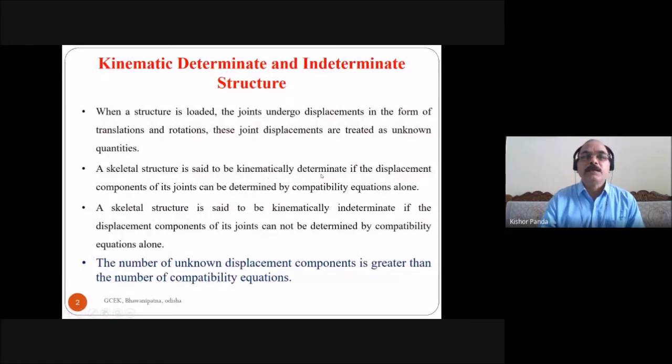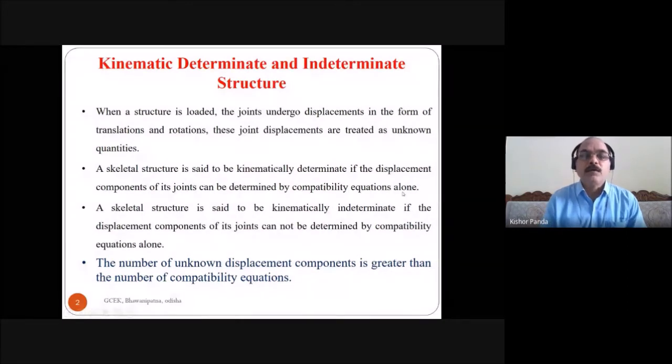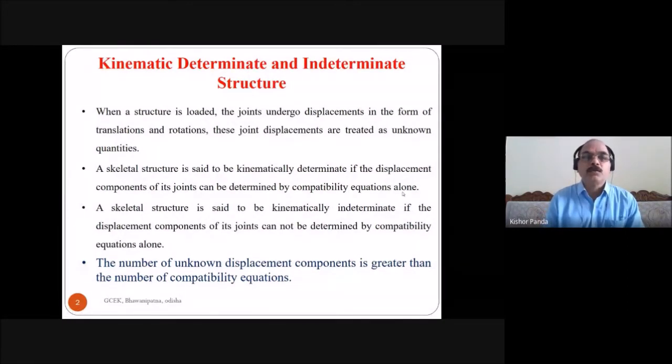What is kinematically determinate? A skeletal structure is said to be kinematically determinate if the displacement components of its joints can be determined by compatibility equations alone. When you can find out the displacement components of the joints by using the compatibility equations, then that is called the kinematically determinate structure. So using the compatibility equations, when you are getting the joint displacements, that is called the kinematically determinate structure.